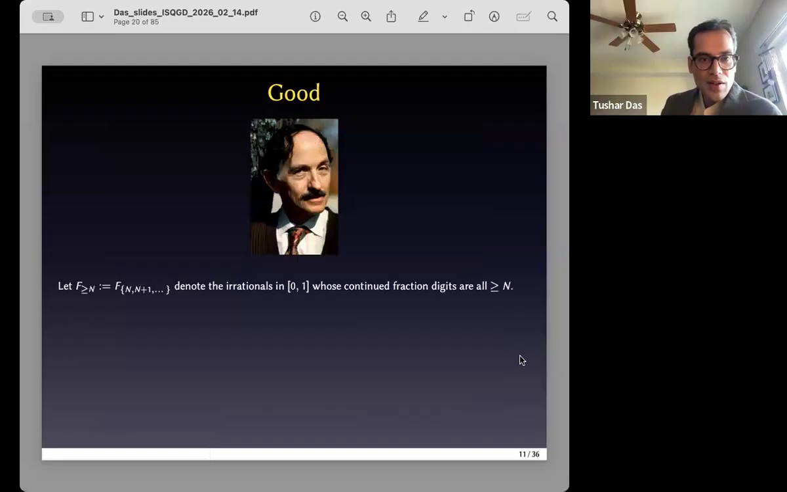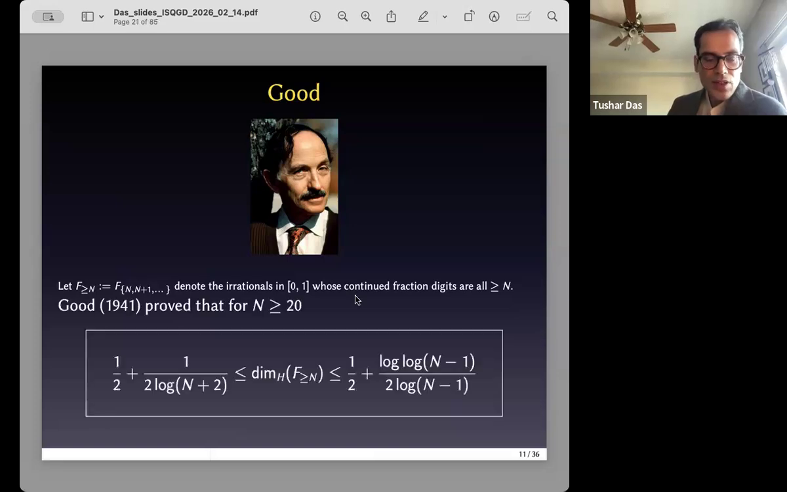So here's one of the big results in Good's thesis, which is he looked at f greater than or equal to n. As opposed to allowing your continued fraction digits to be 1 through n, you now let them be n and larger. So he proved in 1941 that for n greater than or equal to 20, you have the following bounds.